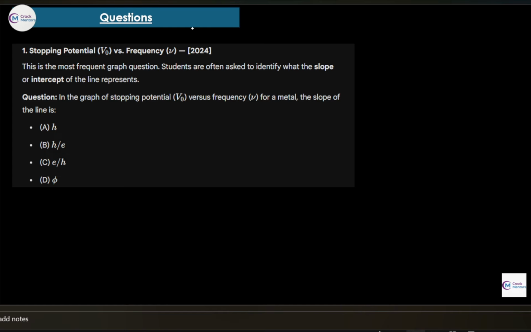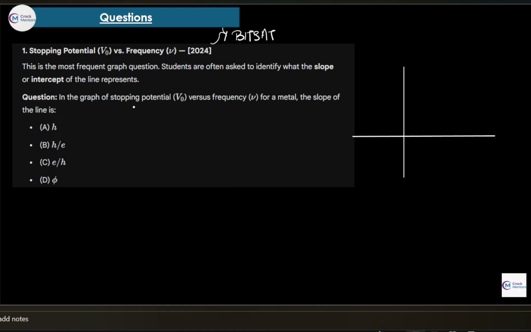Now we have another question, which was also asked in the BITSAT examination 2024. This is the most frequent graph question: students are often asked to identify what the slope or intercept of the line represents. Question: in the graph of stopping potential V naught versus frequency for a metal, the slope of the line is. Okay, this is the question that we have observed, and it is very easy for us.